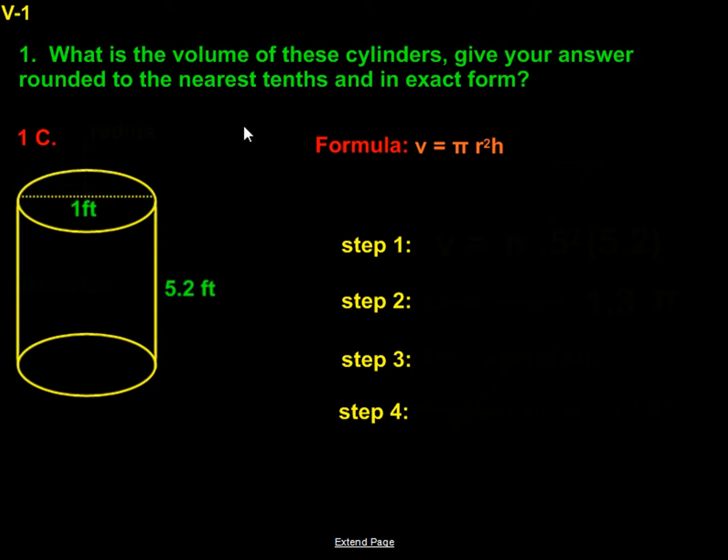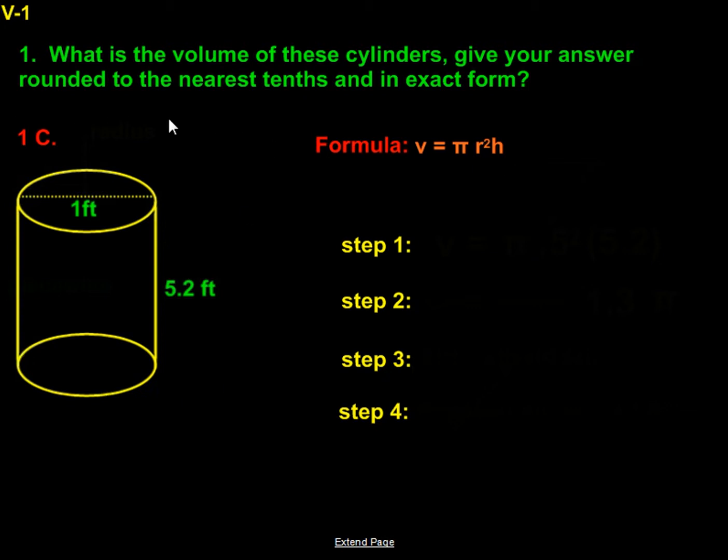First, let's look at the formula that we're going to be using for all the problems that we're doing tonight. And that is volume, or V, equals pi r, which is radius, squared, times h, which is height. So it's volume equals pi r squared times height, or V equals pi r squared times h.